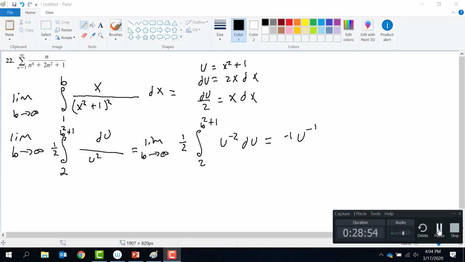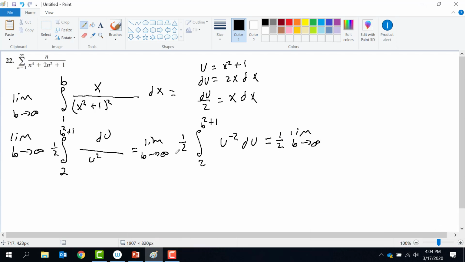I didn't leave myself enough space. Let me pause this again. So again, what we're doing is taking the limit as b goes off to infinity. So I bring the 1/2 out. We have the limit as b goes off to infinity and then the antiderivative. We add 1 to the exponent, and so we get 1 over u, and multiply by the exponent, so we get a negative 1 out in front, and then we're going to evaluate that from 2 to b squared plus 1.